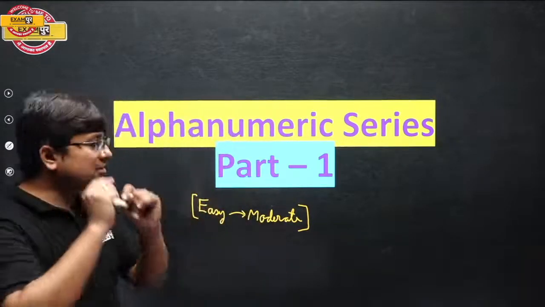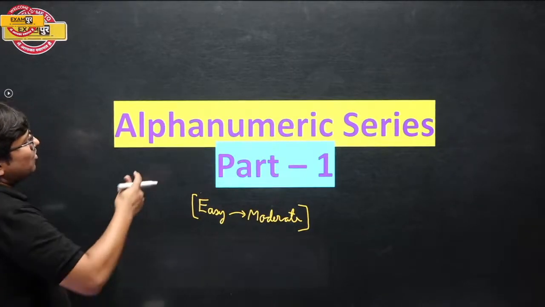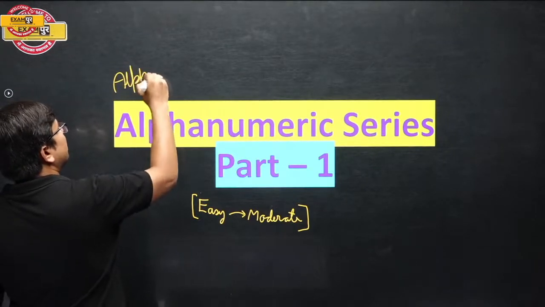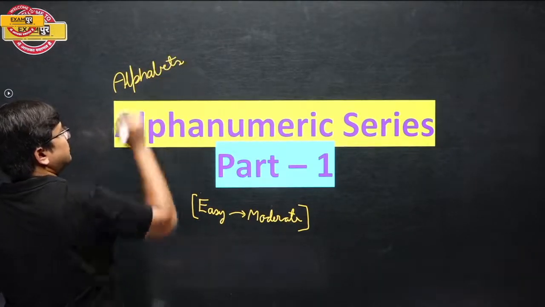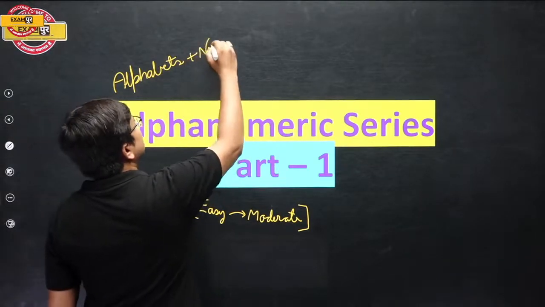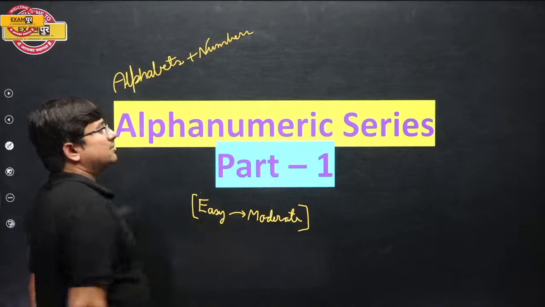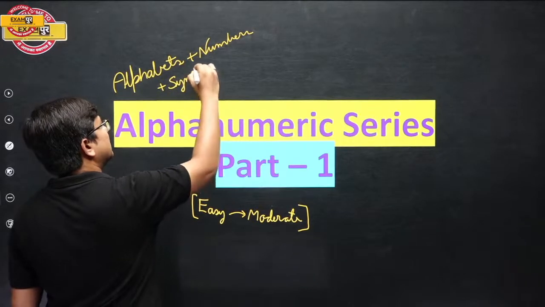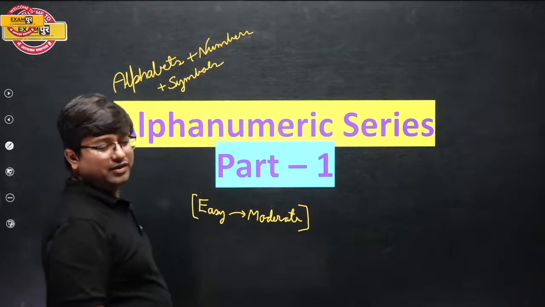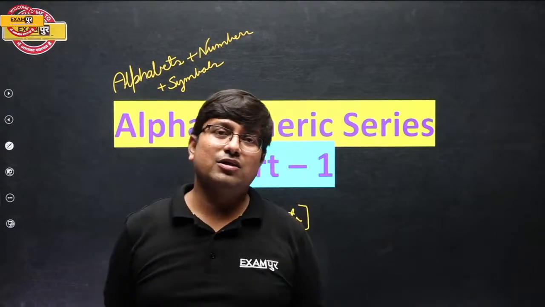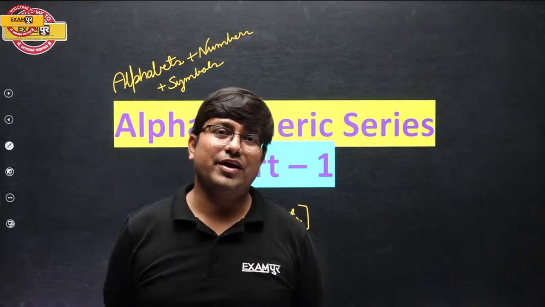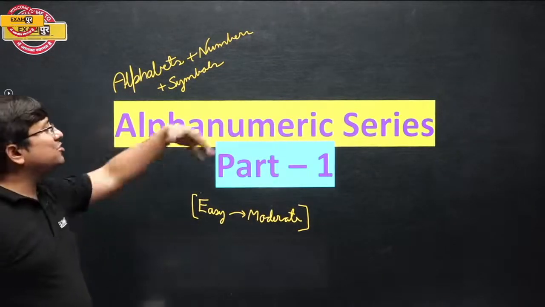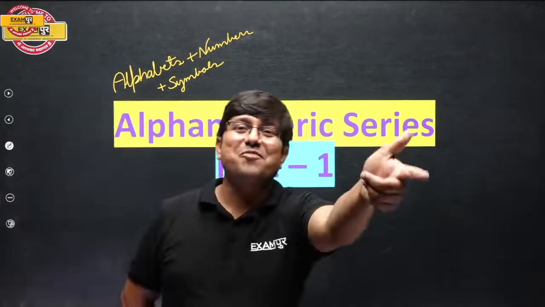All right, next thing, my dear students, what is the meaning of alpha? Alpha means alphabets. Numeric means numbers. And sometimes we add symbols to it as well to make it all the more interesting. And the moment we add symbols to it, it is no more just alphanumeric. It's now an alphanumeric symbolic series.